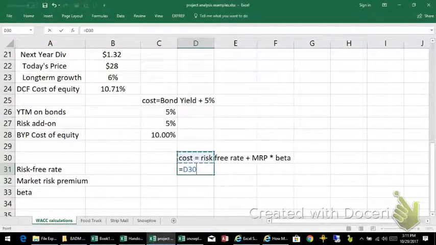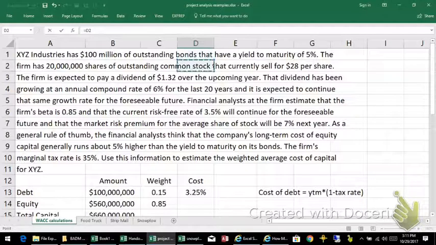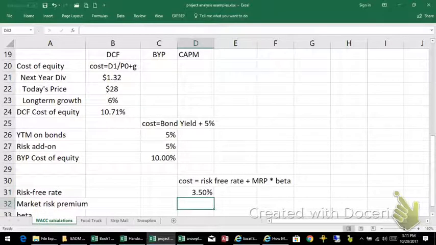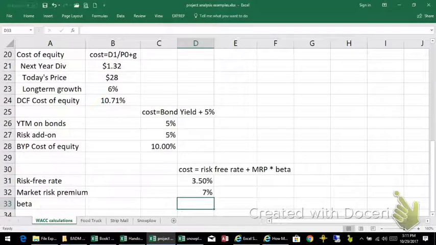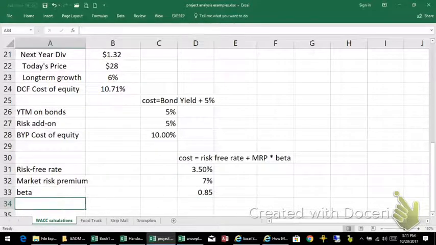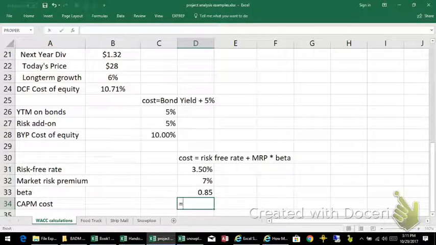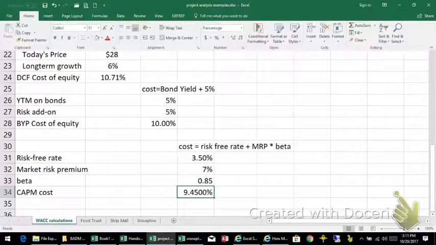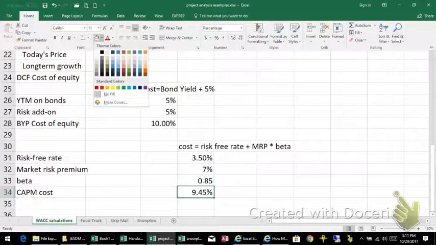So if we look back up here in the information given, I have a risk-free rate of 3.5%, a beta of 0.85, and a risk premium of 7%. Okay, so the risk-free rate, 3.5%. The market risk premium is given in the problem at 7, and the beta is 0.85. So the CAPM cost would be 3.5% risk-free rate plus 7 times 0.85, and it comes out a little bit lower. It comes out to 9.45%.